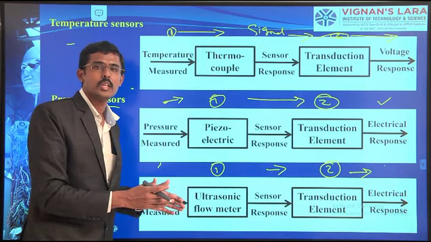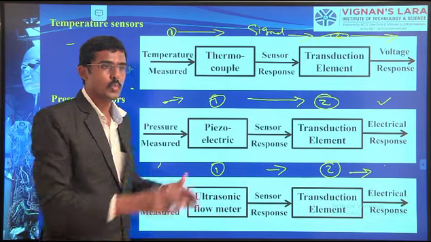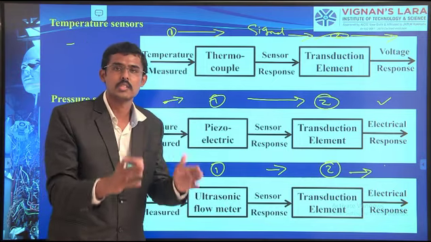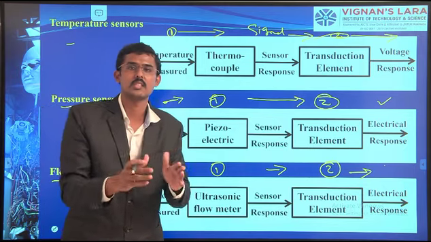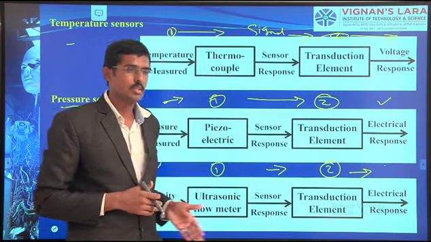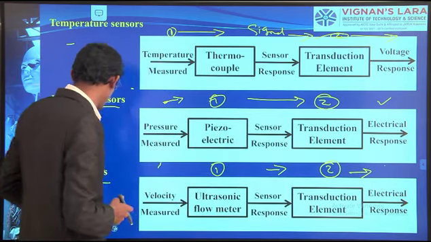So we are going to see in the upcoming sessions about various types of sensors: displacement sensors, position sensors, proximity sensors, velocity sensors, flow sensors, level sensors, water level sensors, light sensors. Various sensors we have to see.